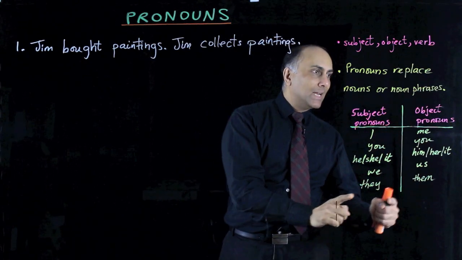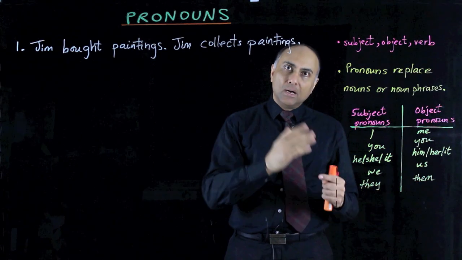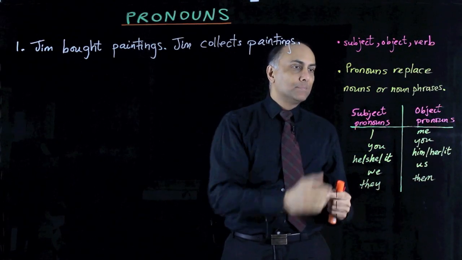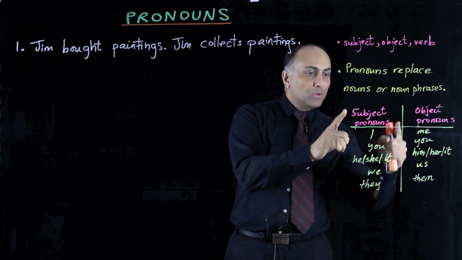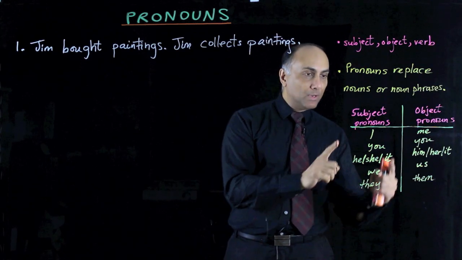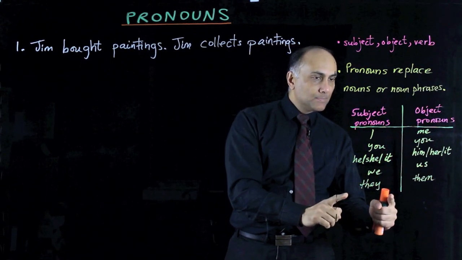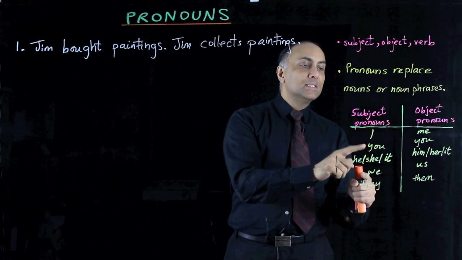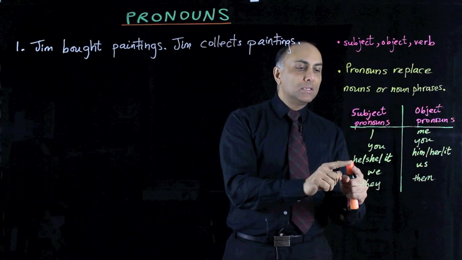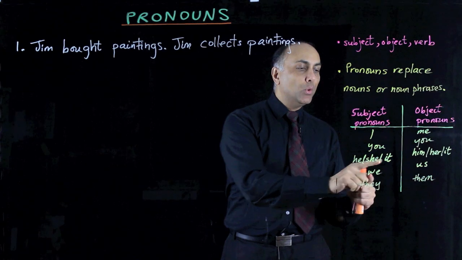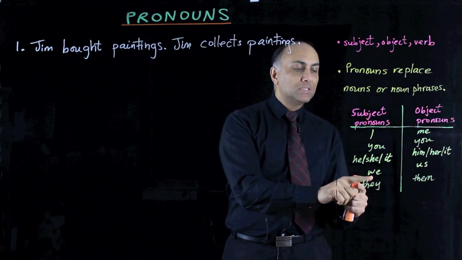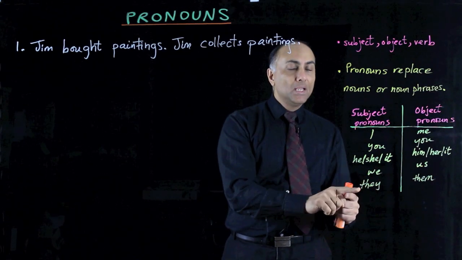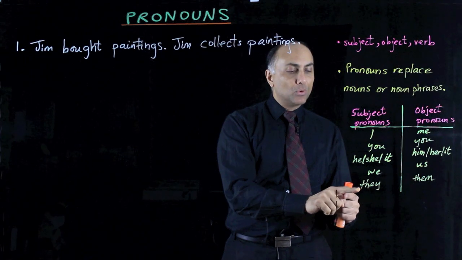Notice the subject pronouns and the object pronouns are not all identical. So when we want to replace the subject with a pronoun, we should use one of those. So first person is I, second person is you, the third person is he, she, or it, and the first person plural would be we, and the third person plural would be they.